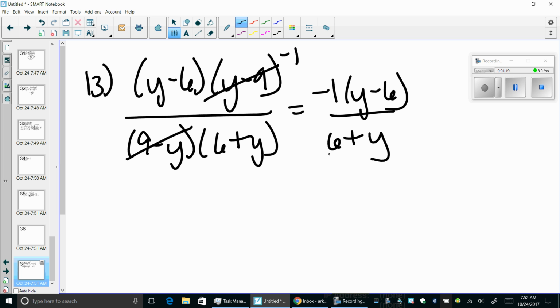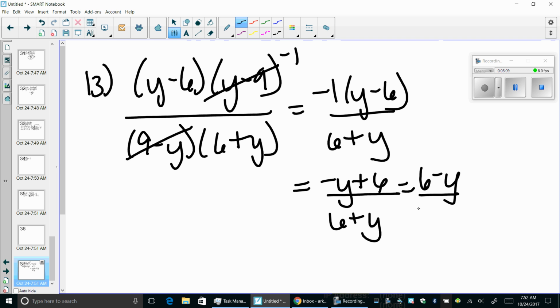Let's see which one that would be. I think that is, if I distribute the negative 1, because that's what it's going to look like on the bottom. The bottom is 6 plus y, which there's 3 choices that have that. But on the top, it's negative y plus 6, and on the bottom it's 6 plus y. So that is the same thing as 6 minus y over 6 plus y if I rewrite it. So my answer to this is C.